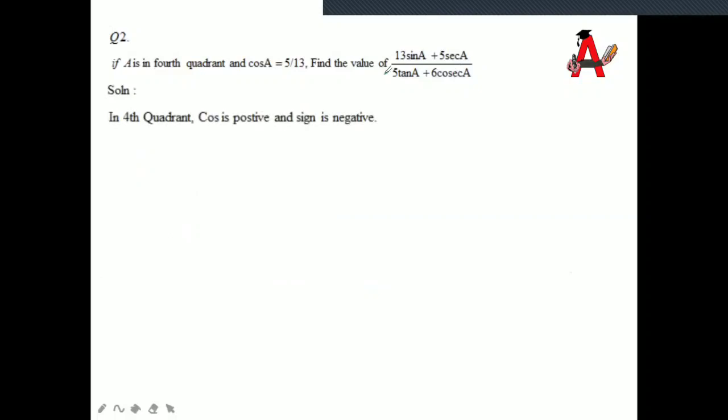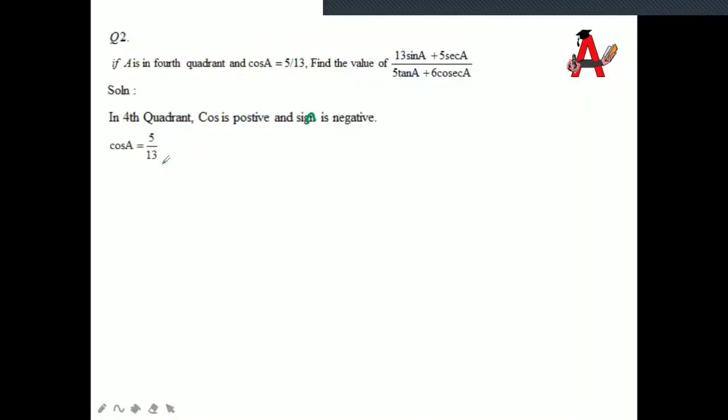Let's take the next question of trigonometry. If A is in fourth quadrant and cos A is equal to 5 by 13, find the value of 13 sin A plus 5 sec A upon 5 tan A plus 6 cosec A. First, you have to understand that it is in fourth quadrant. In fourth quadrant, cos is positive and sine is negative. Now here, cos A is equal to 5 by 13.